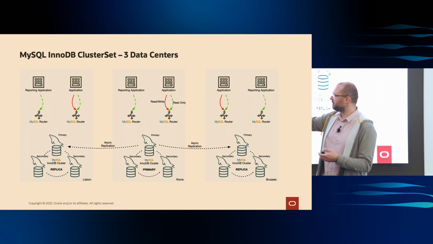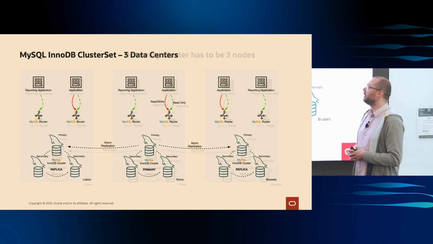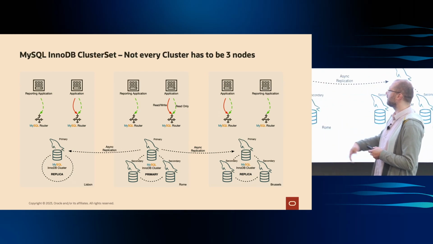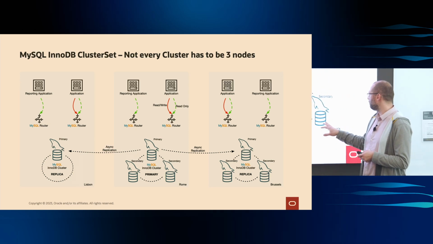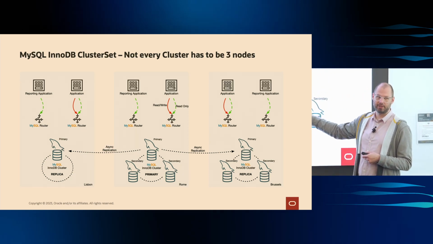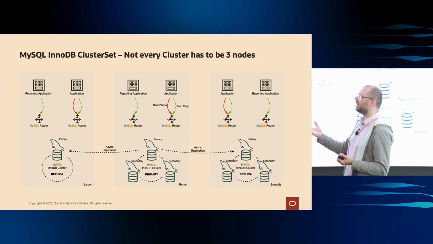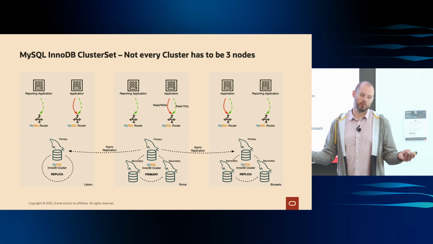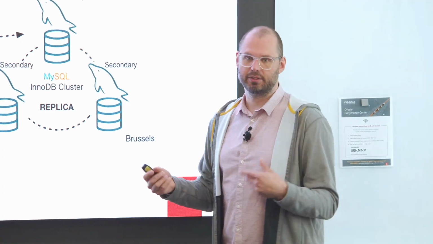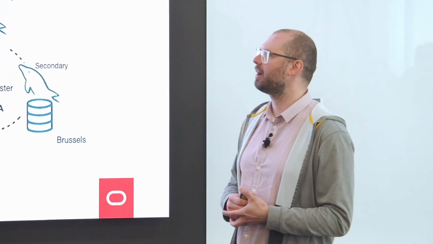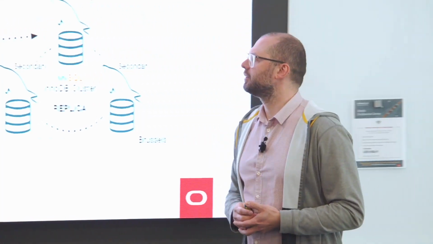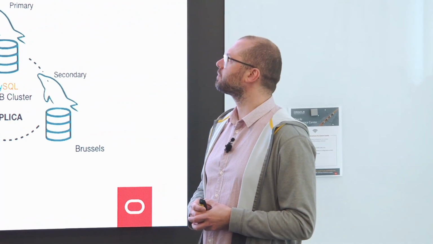So you can do 3 regions. Here we added Lisbon to it. Not every region needs to be 3 nodes as well. So you can have Rome primary cluster. In Brussels, we have 3 nodes, so we have high availability within Brussels. But you can say, let's add Lisbon. It is a single node. That is OK too, but you will not have high availability within Lisbon. So you can add some read replicas that you want to have. You can also make it the primary cluster, but you give up the automatic failover here.